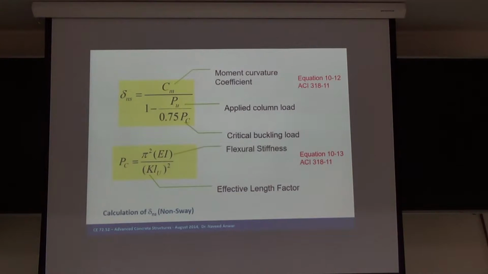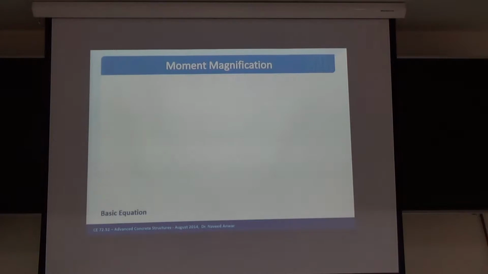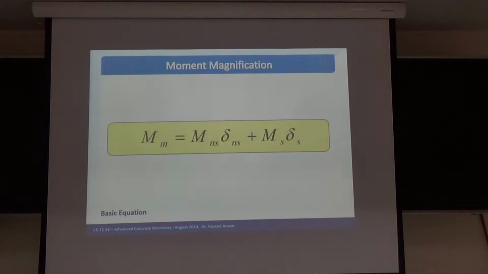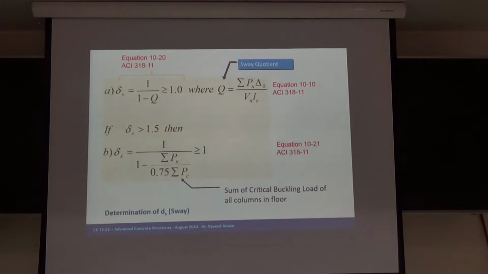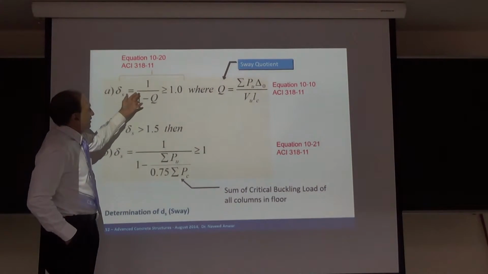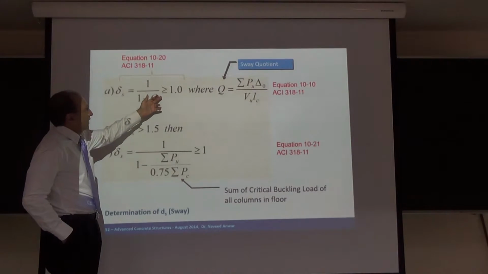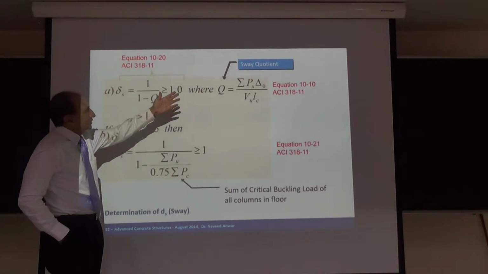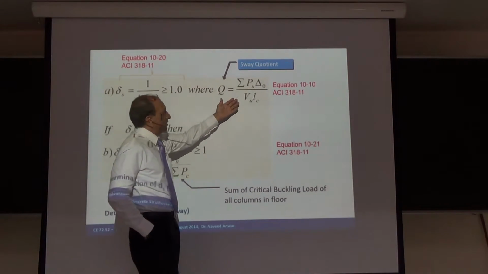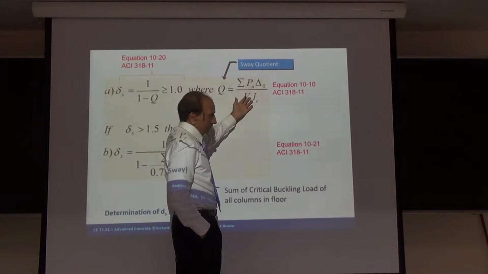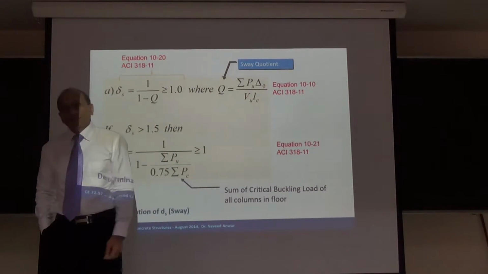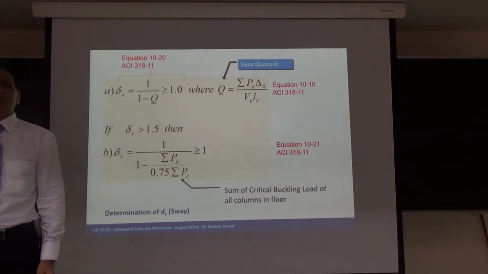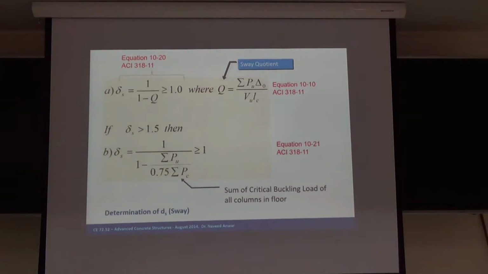Effective length, flexural stiffness, so we do that. Then we go to the sway factor, right? The sway factor is calculated by this equation, 1 over 1 minus Q, and it must be more than 1, where Q is that, and this is a good equation. This is a better equation than previous codes. In previous codes, the equations were very complicated.